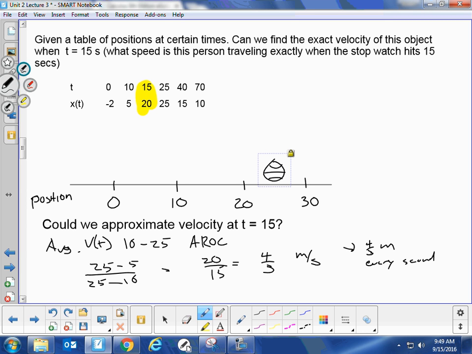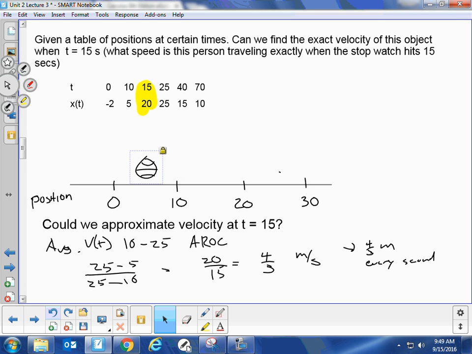Right? This is my approximation as of right now. I'm saying if I move consistently from 10 seconds to the 25th second at 4/3 meters per second, so over 15 seconds, I'm moving this quickly. Well, at the 15th second, I will pass through position 20 going at this speed. Okay.